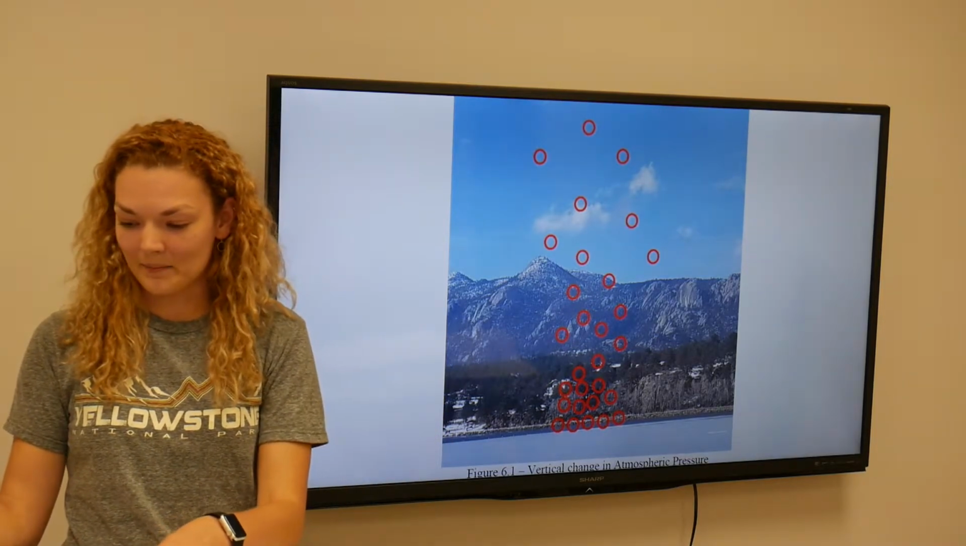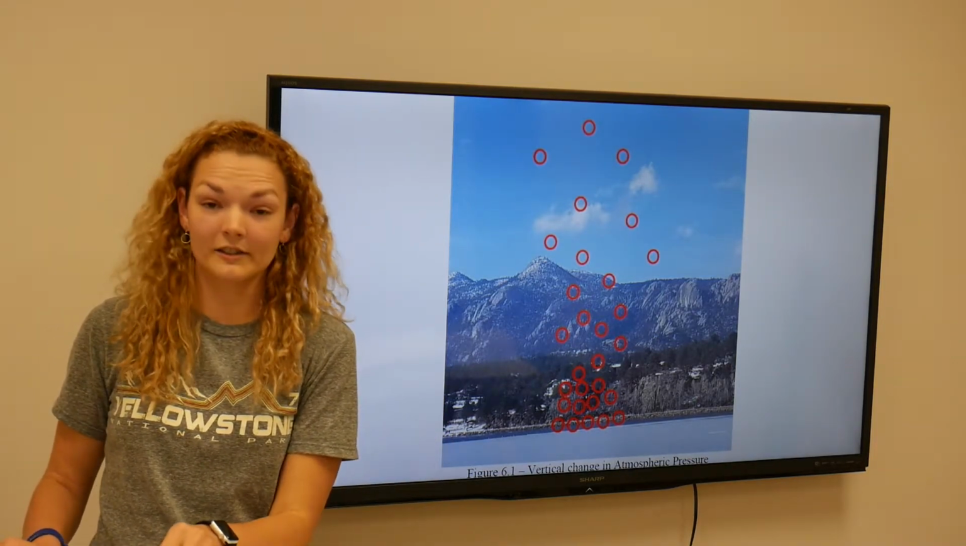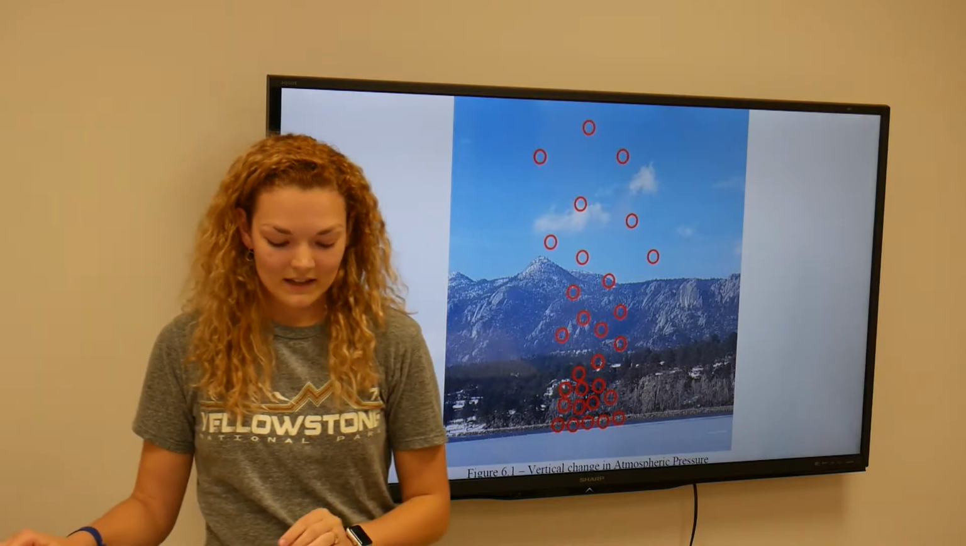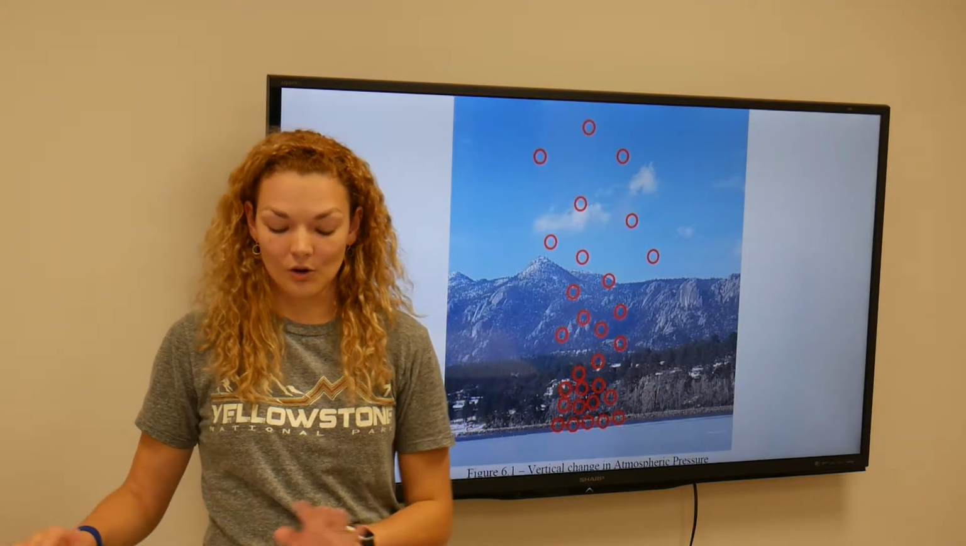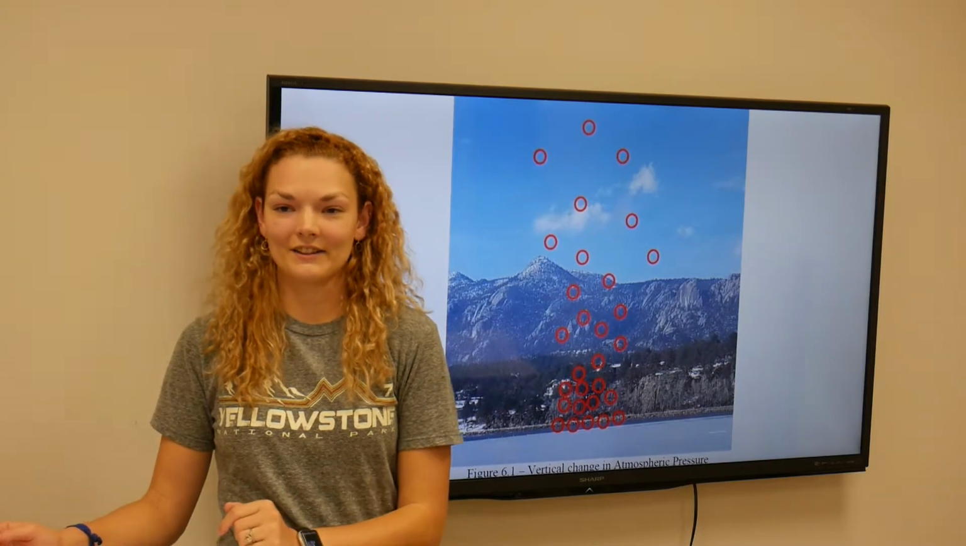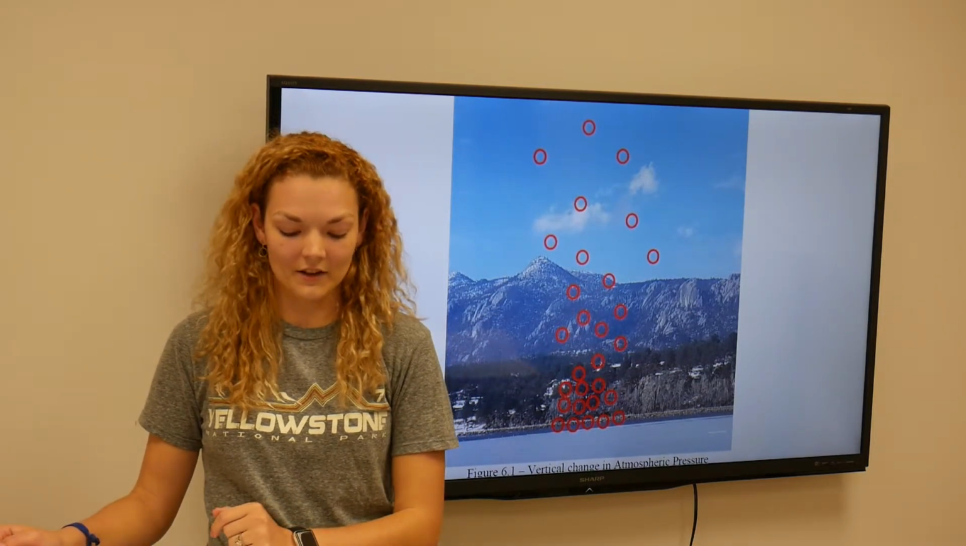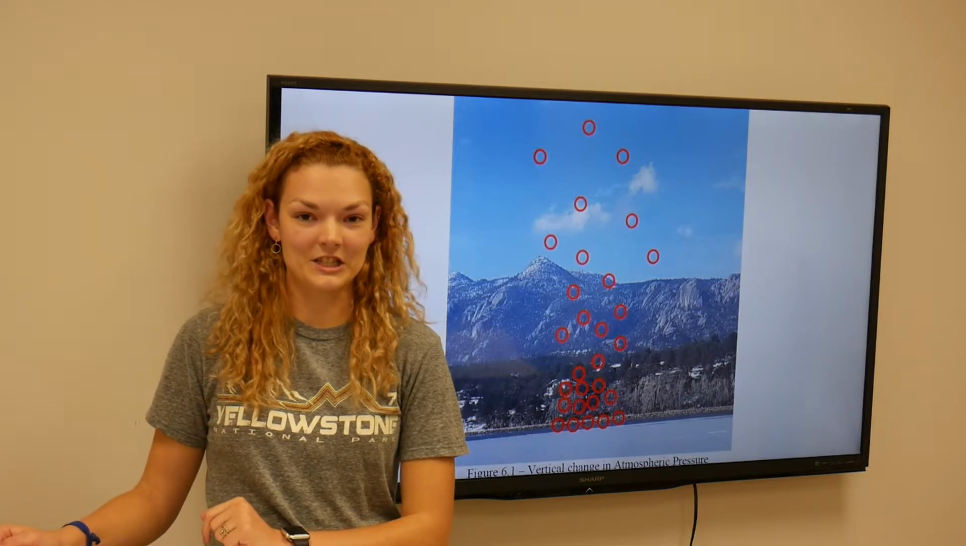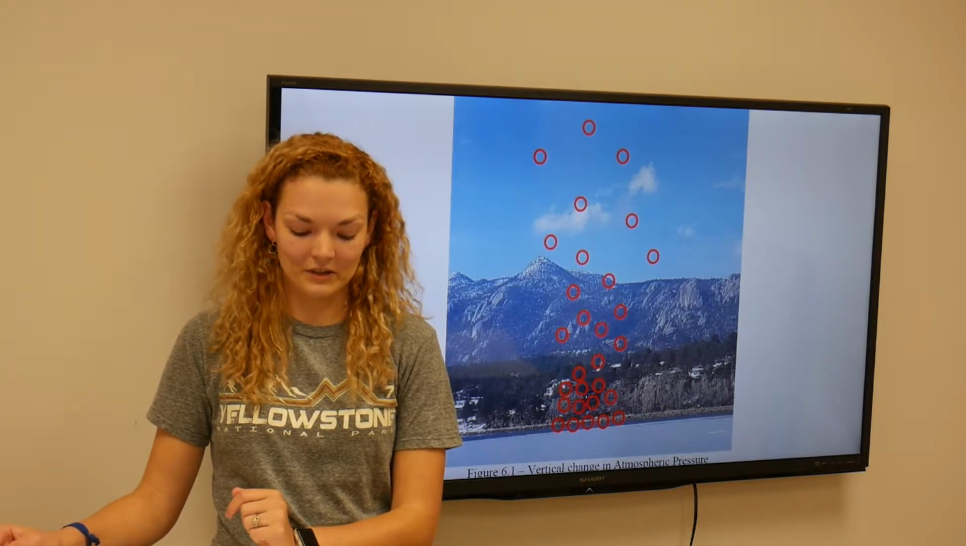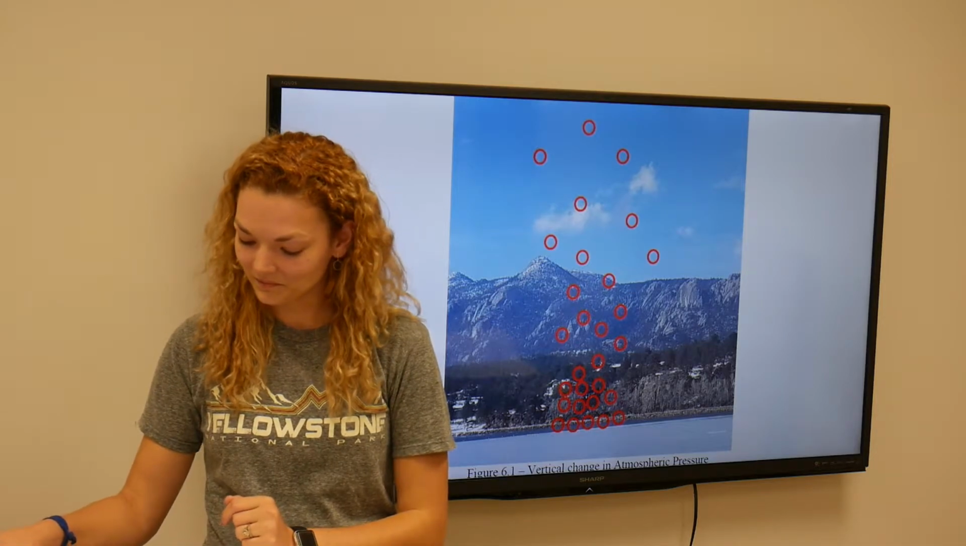Next thing we're going to talk about is the wind direction and the Coriolis effect. The movement of air, or wind, depends on three factors. Those factors are the pressure gradient force, the Coriolis effect, and friction. First we're going to talk about the pressure gradient force.